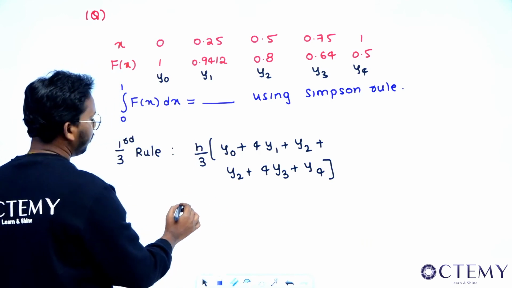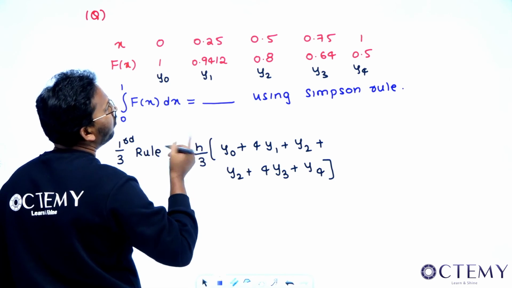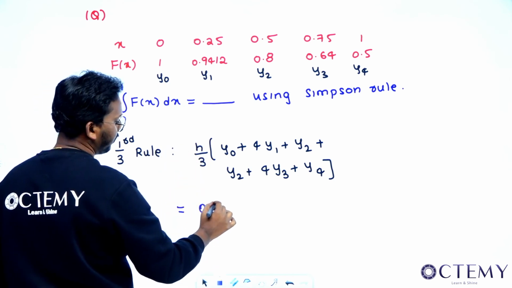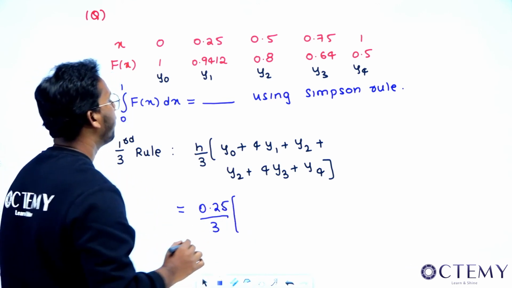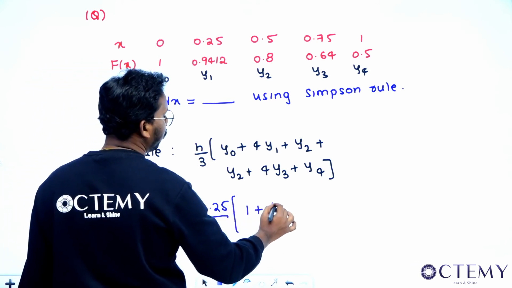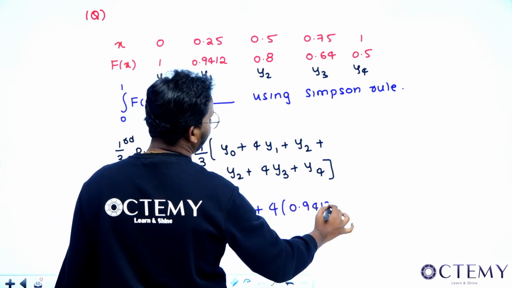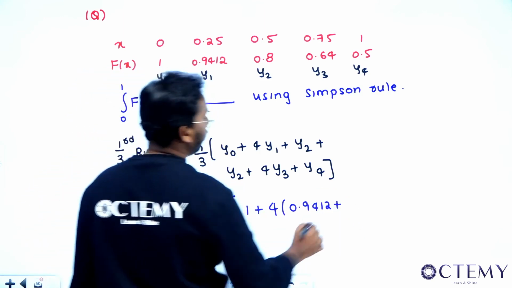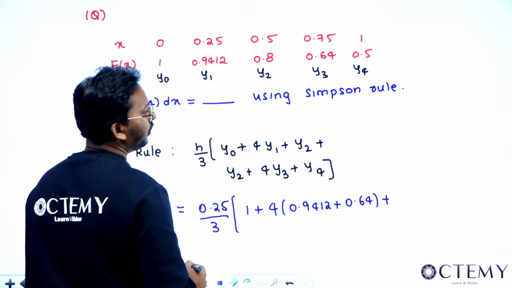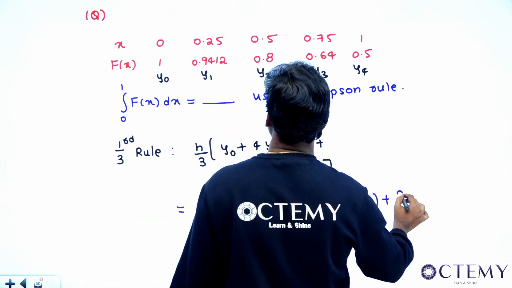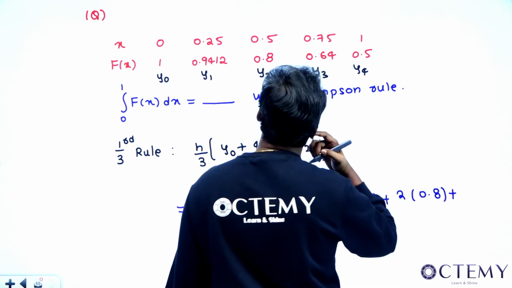So let us substitute this. What will you get? What is h, sir? Interval width is how much? That is basically 1 minus 0 by 4, so 0.25. 0.25 by 3 times, what is your y0? That is 1 plus 4 times, what is y1? 0.9412 plus what is y3, sir? 0.64 plus what will be your y2? That will be 2 times y2, which is 0.8, plus what is your y4?